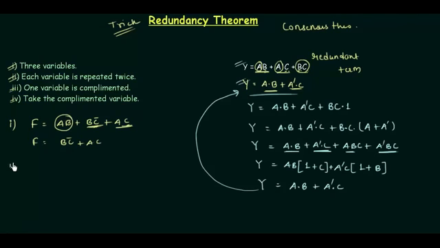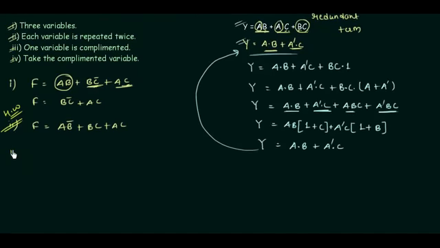Let's see the second example. In this we have function f as a and b complement, or bc or ac, and this one is homework for you. You have to post your answer in the comment section, the reduced value for the function f. And the example number 3 I will solve. The example number 2 is for you.